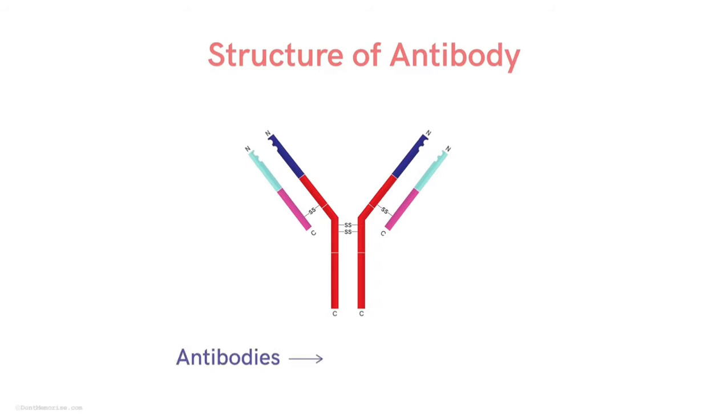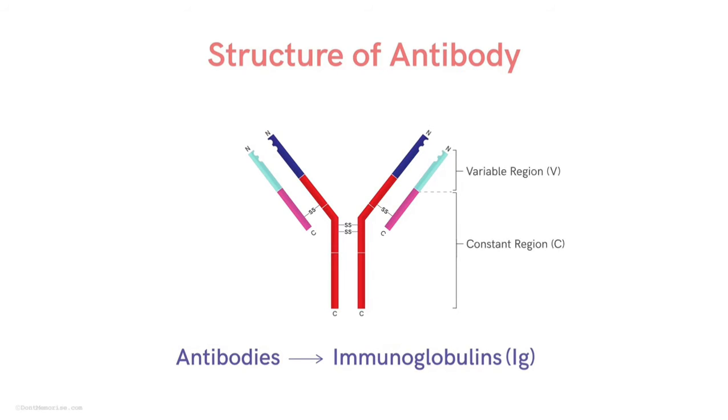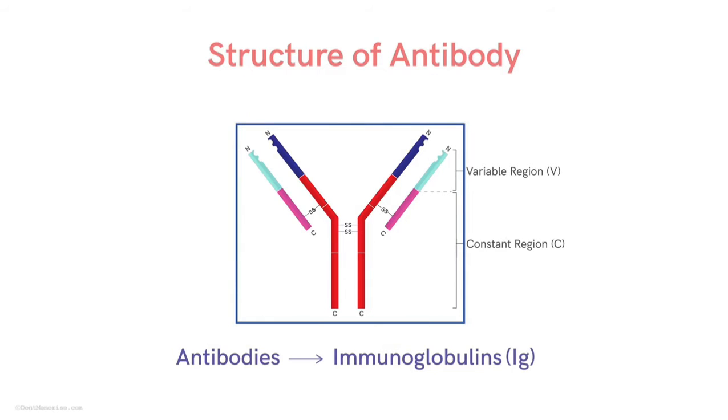Antibodies, also known as immunoglobulins, are denoted with the abbreviation Ig. They are Y-shaped protein molecules which are made up of different peptide chains. Here we have a complete representative structure of a typical antibody. This structure of antibody is basically studied by dividing it into two parts: the constant region and the variable region formed by these peptide chains.